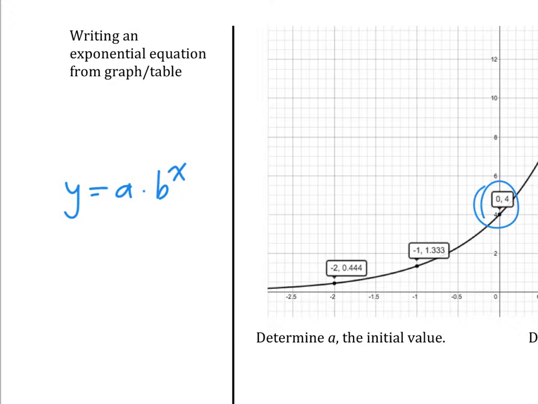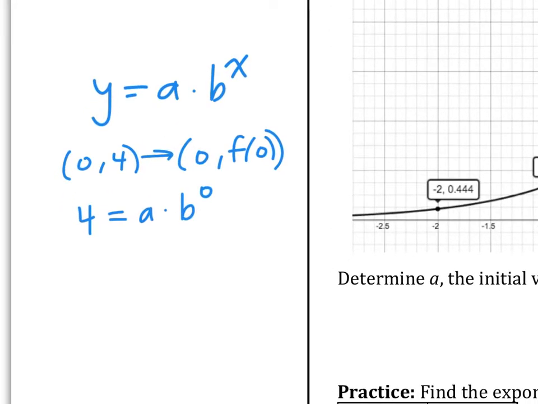All right, 0, 4. Another way to think about 0, 4 is if you put in 0, you get 4. So f of 0 gets you 4. So that means 4 is y. A we don't know. B we don't know. But x is equal to 0. Can I simplify this? Okay. Sally, tell me how we can simplify this. A is 4. B to the 0 is 1. So a is equal to 4.